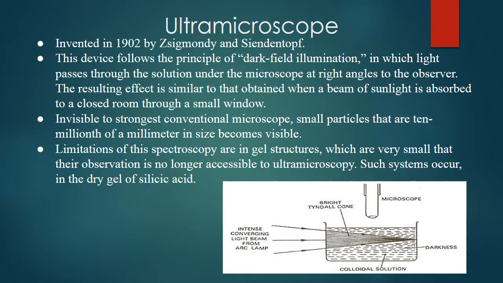One of the most important parts of Zsigmondy's research was the ultramicroscope. This was invented in 1902 by Zsigmondy and Siedentopf. This device followed the principle of dark field illumination, in which light passes through the solution under the microscope at right angles to the observer. The resulting effect is similar to that obtained when a beam of sunlight is admitted to a closed room through a small window. Although invisible to the strongest conventional microscope, small particles that are a tenth of a millionth of a millimeter in size are now visible.